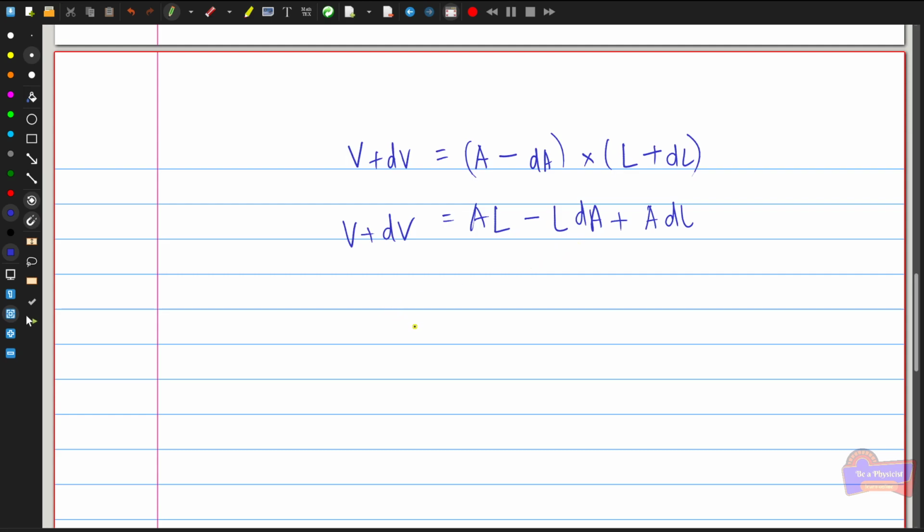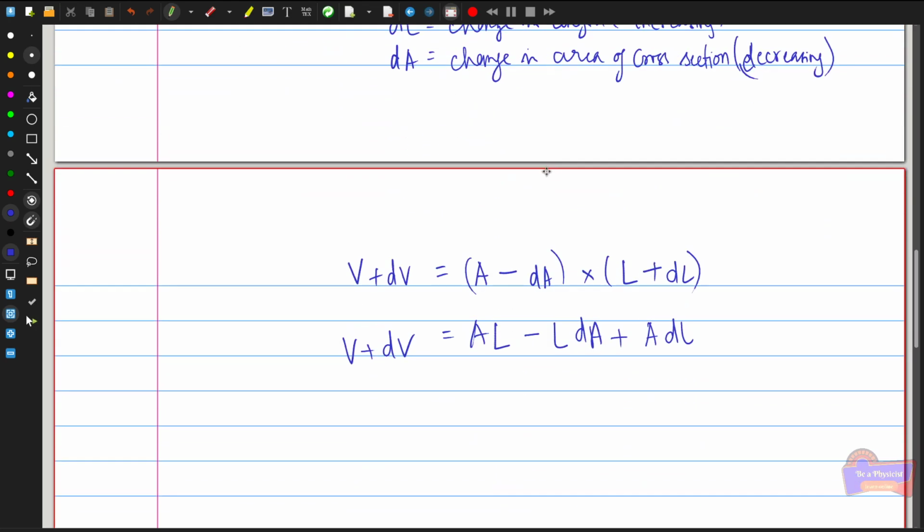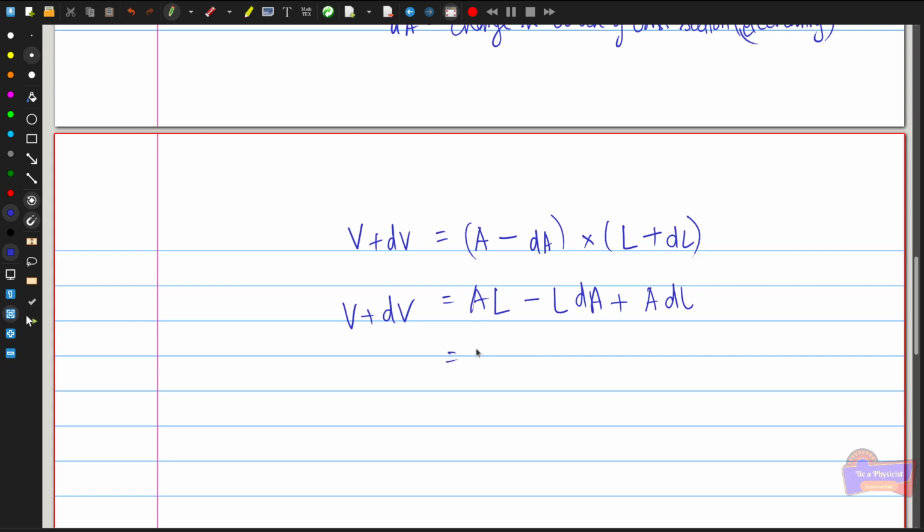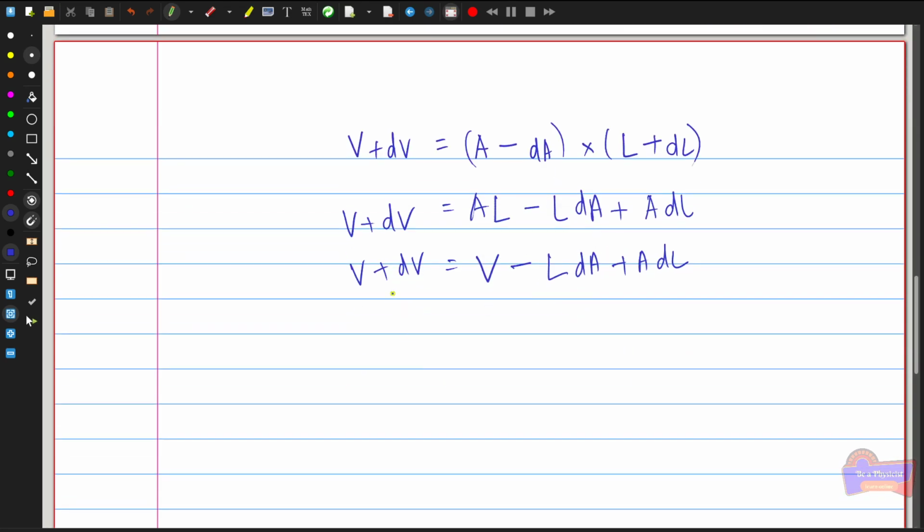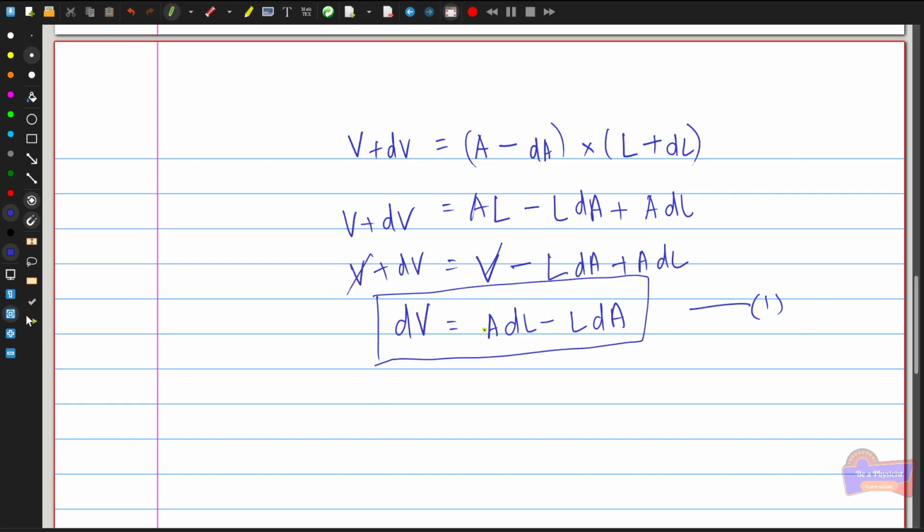We already know that A into L is nothing but the volume, so I can write it as V minus L into dA plus A into dL. This is nothing but V plus dV, so I can cancel out this V and this V, and finally I get dV equal to A into dL minus L into dA. So this is the change in volume. I can take this as equation 1. So I have dV equal to A dL minus L dA. That is my change in volume.